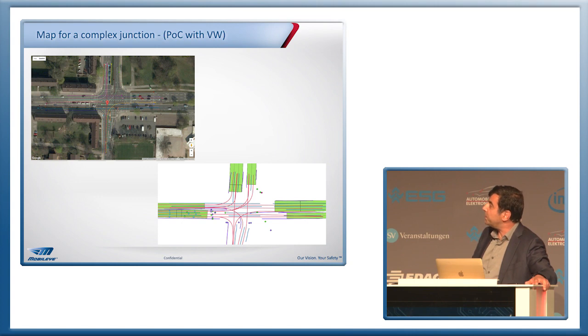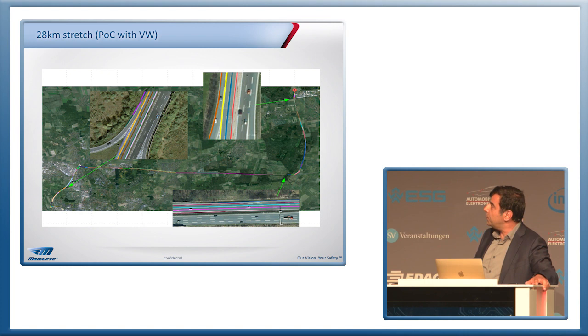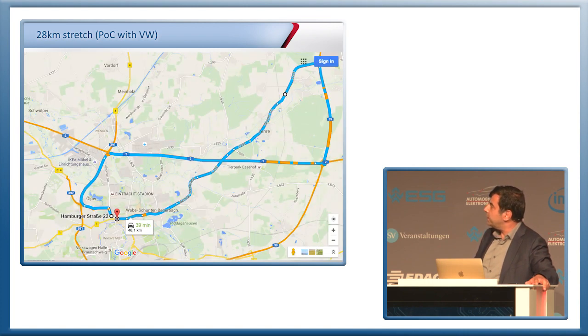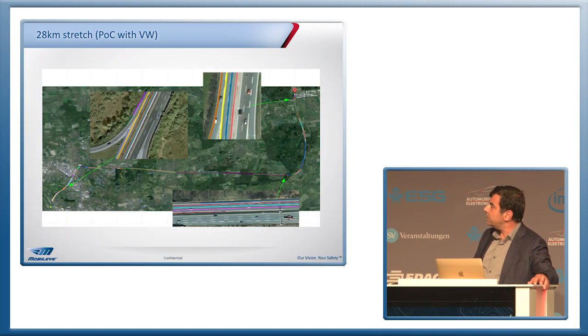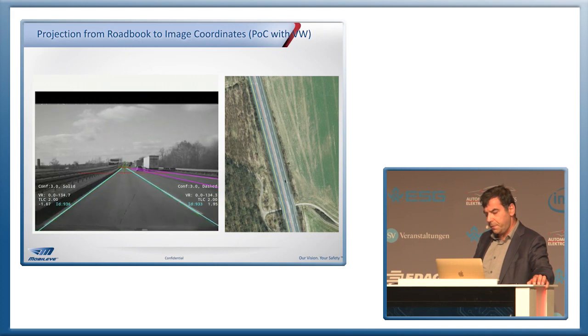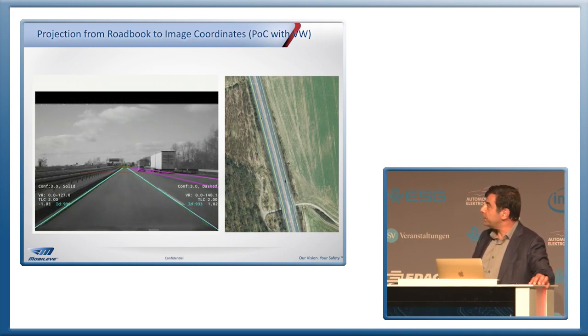This is a proof of concept activity we're doing with Volkswagen, now building maps in complicated areas. This is, for example, in a junction. This is looking at a 28-kilometer route here in Germany. And this is the projection of the map on Google Maps. So this gives you some idea of accuracy. You see that these colored lines are more or less on top of the Google Maps. So we get accuracies of centimeters here. This is the route that is being taken.